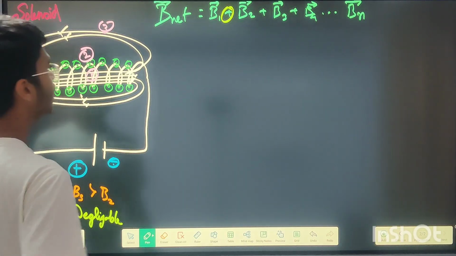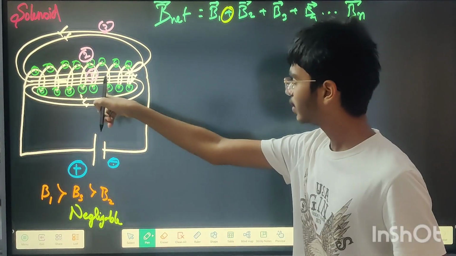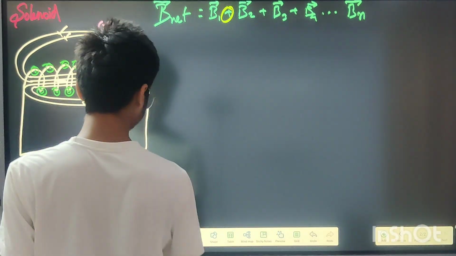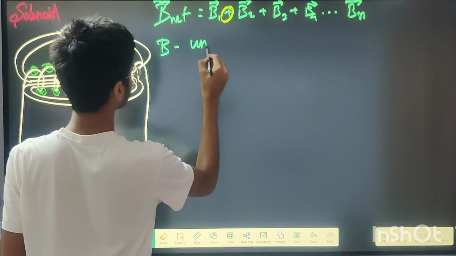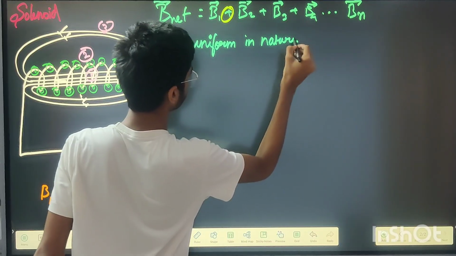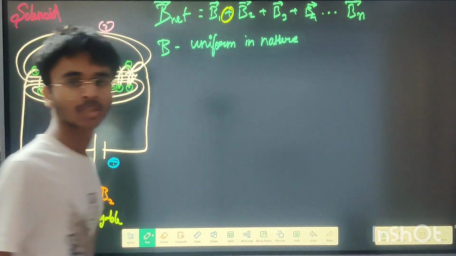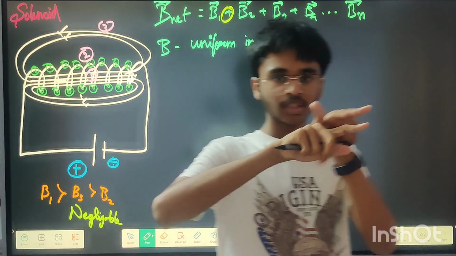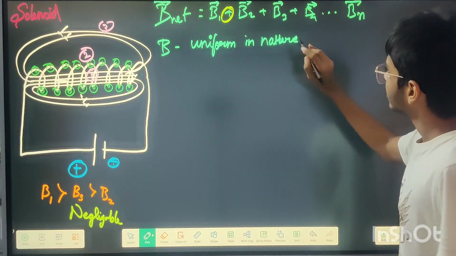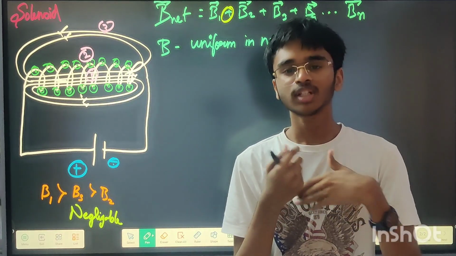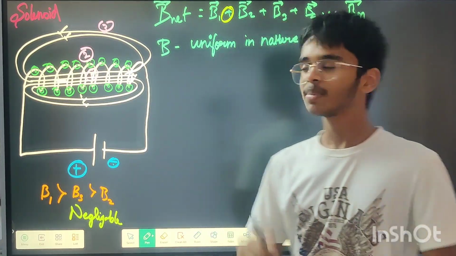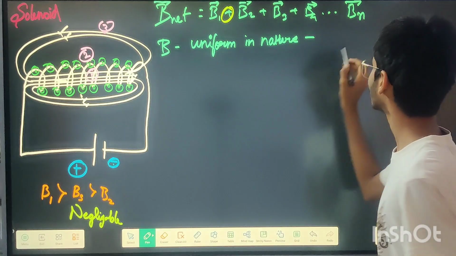Then we are going to see the magnetic field between these concentric coils. Those magnetic fields will be uniform in nature, since they both are actually uniform in nature. The reason is that they are very strong. If any field, magnetic or electric, is uniform in nature, then it will definitely be strong only.